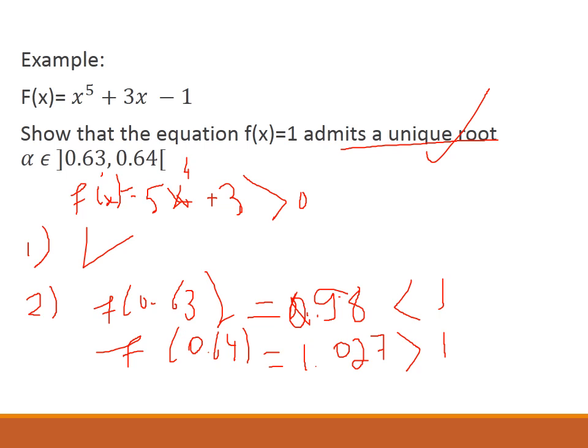So if you have f of x equals 0, one of them should be less than 0 and the other should be greater than 0. If f of x equals 1, one of them should be less than 1 and the other one should be greater than 1, to have a unique root alpha and to prove it.